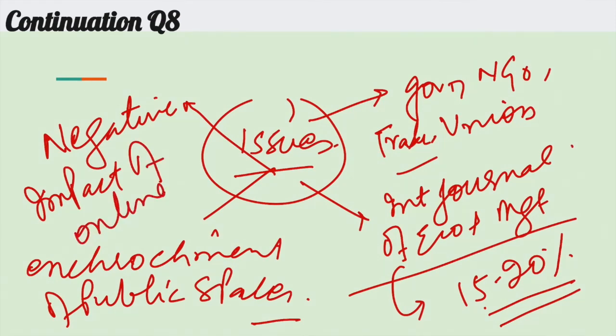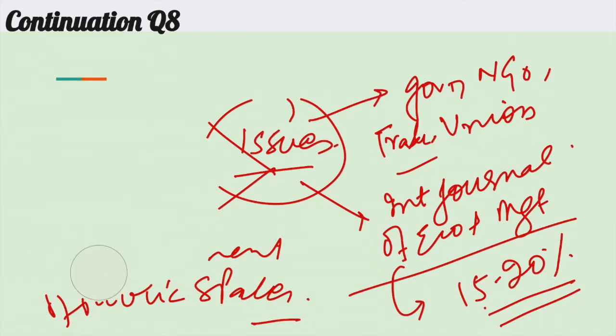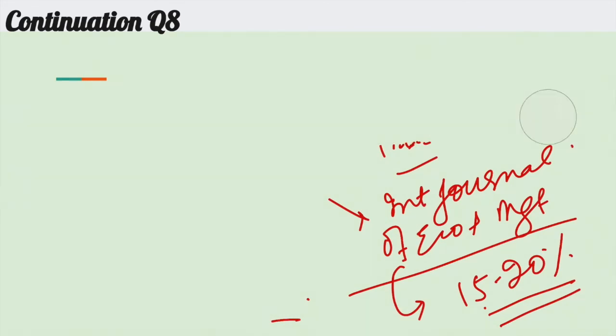The next is negative impact of online shopping. Negative impact of online. Just see for yourself, nowadays what happens is that if we want even a mobile cover, we don't go to the Gaffar market because we can easily order from Amazon. Okay, so negative impact of online shopping is also one of the issues.